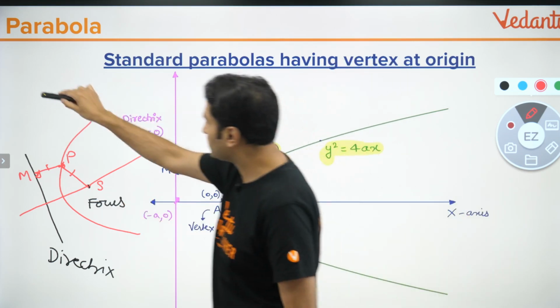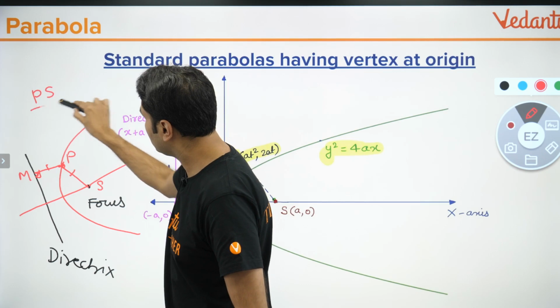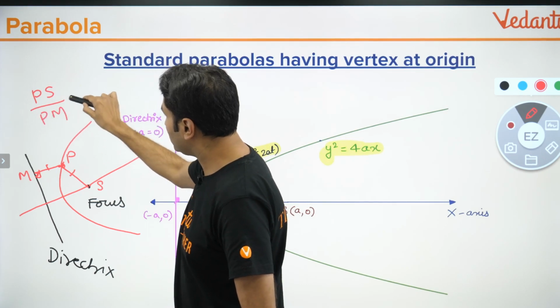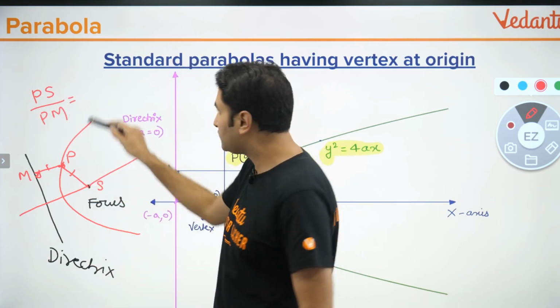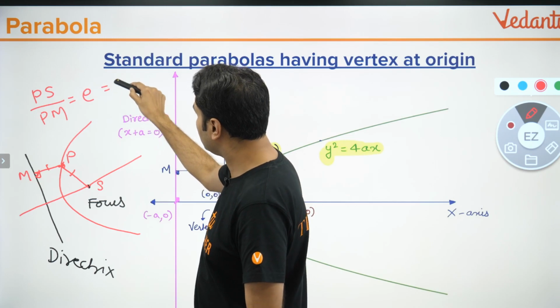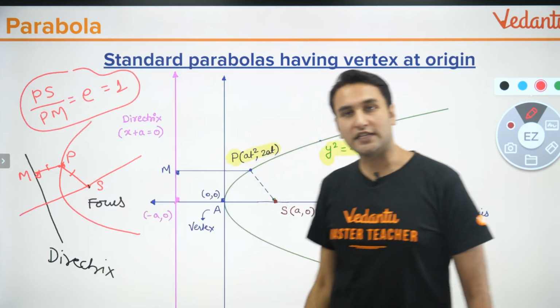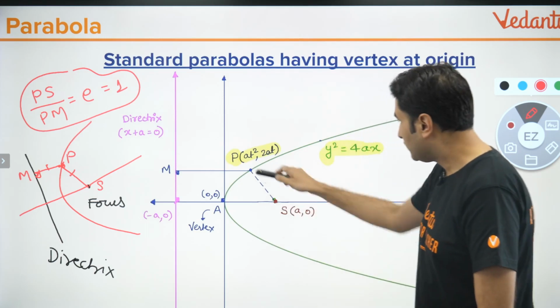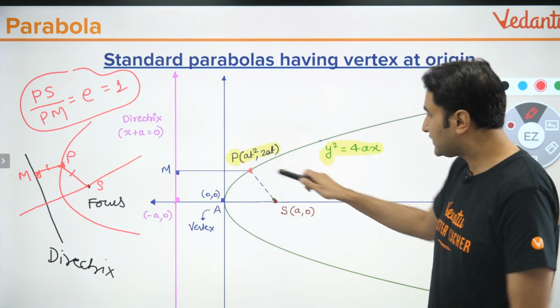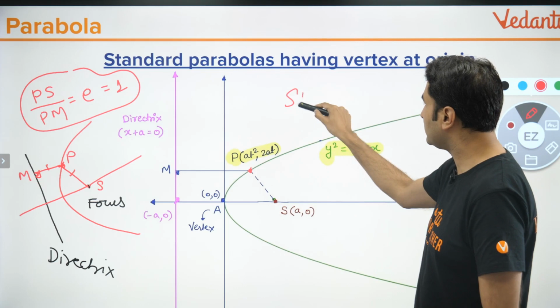ठीक है, so हम बोलते हैं PS upon PM, which we will read later on in other chapters, which is eccentricity E. In this case is 1. So in the case of parabola, the eccentricity is 1. PS is equal to PM. For example, look here. So this is a standard parabola. What do we call? We call it standard parabola.